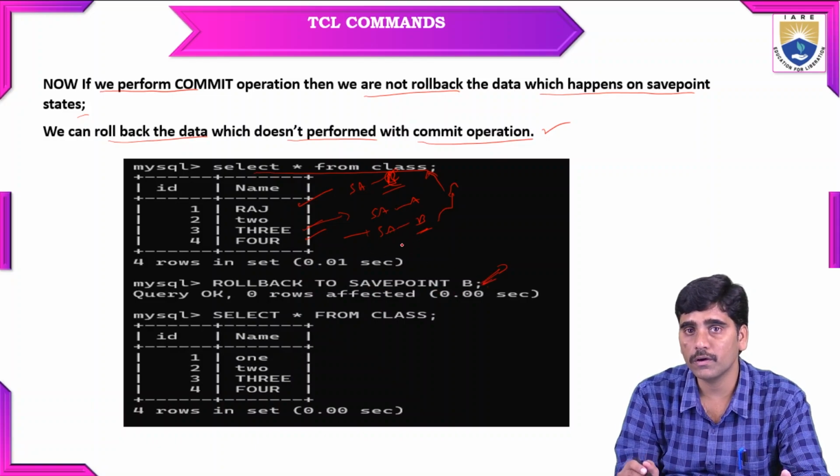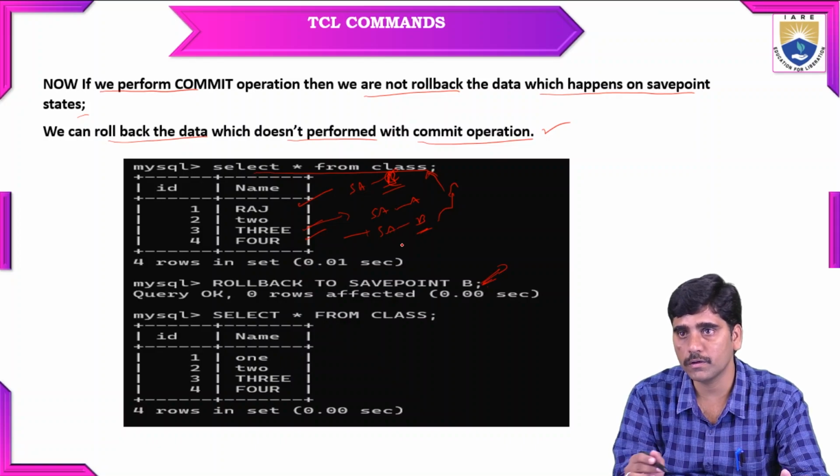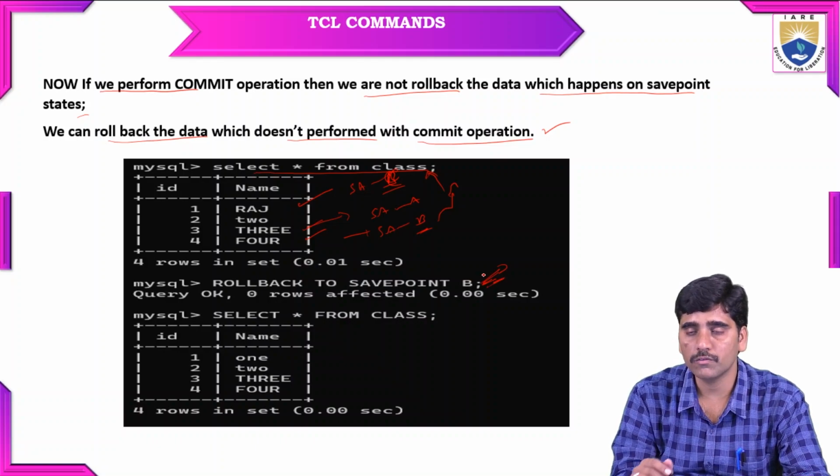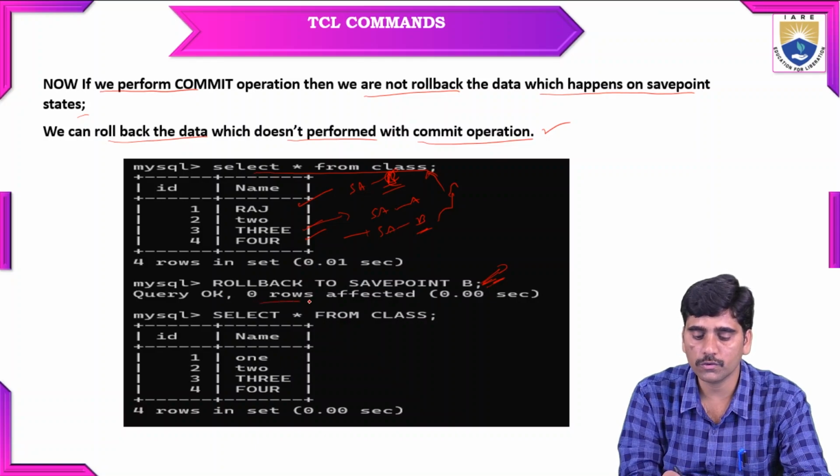So before save point C, you can roll back your data. After save point B, what did we do? We performed an update operation. Now rolling back to save point B indicates that up to this save point B, whatever we performed will be displayed. Query OK, 0 rows affected. So, roll back to save point B.